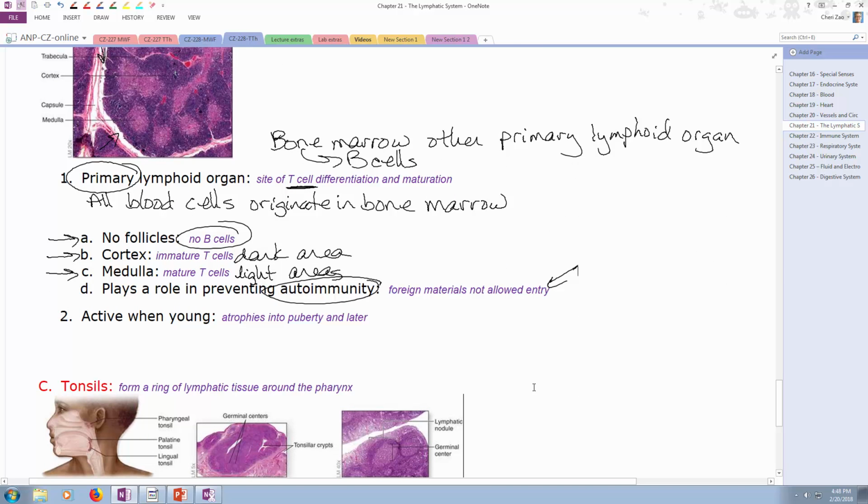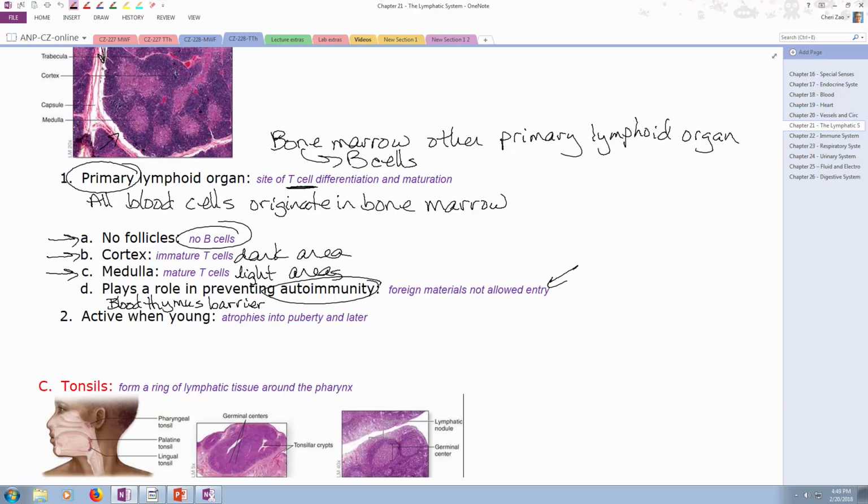And that's why we actually have what is called a blood thymus barrier. Does it work similar to the blood-brain barrier? Very similar to the blood-brain barrier. Only nutrients that we want into this will actually get in there.